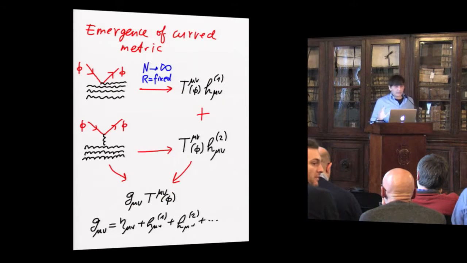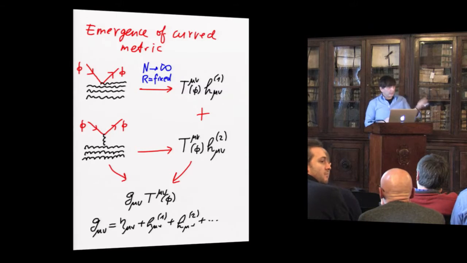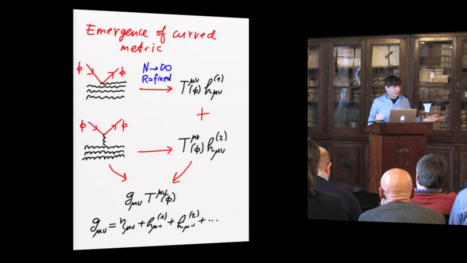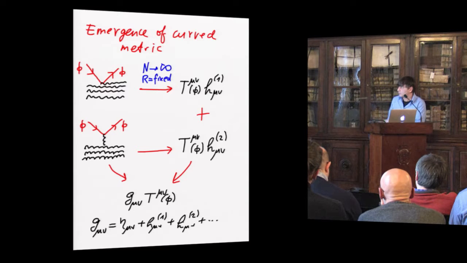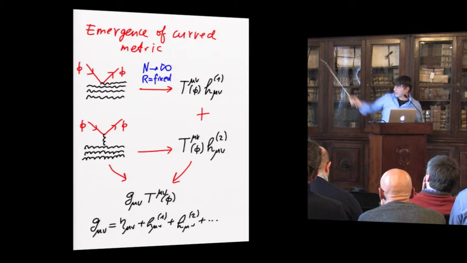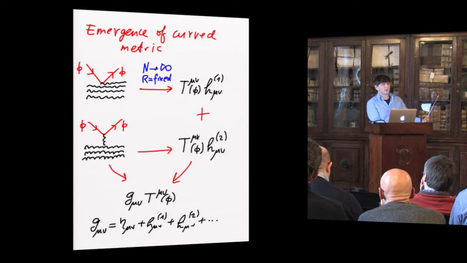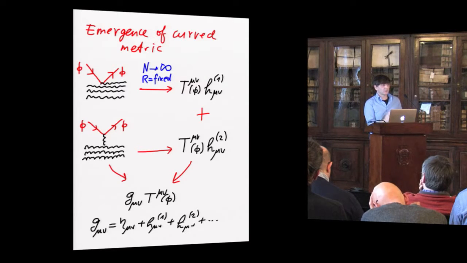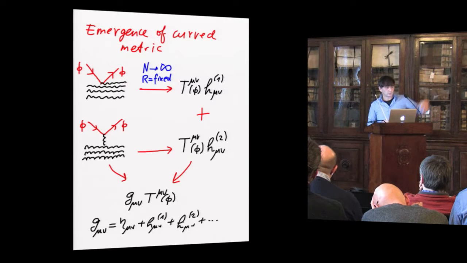Now the point is, okay, you can press on and say, I have this situation, now I should recover everything that I know in a certain limit, okay? So, for example, you should recover how the curved metric emerges in this description. In this description, there is no curved metric. There is a Minkowski vacuum and an occupation number of gravitons.